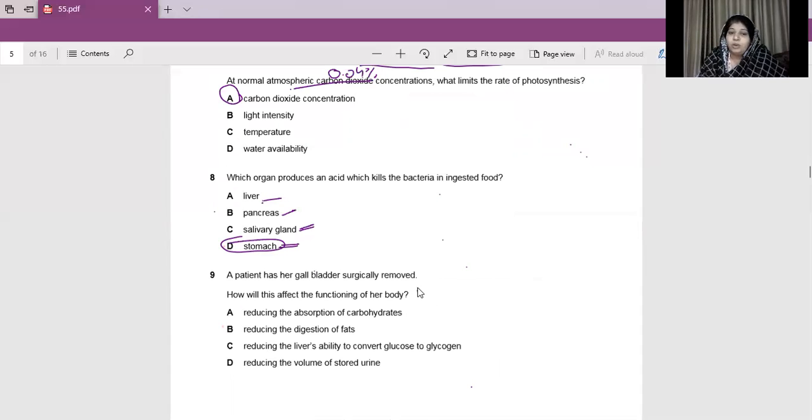A patient has gallbladder surgically removed. How will this affect the function of her body? For this purpose, we have to know the function of a gallbladder. Gallbladder emulsifies fat. It means if someone is without gallbladder, her fat digestion is affected. So reduction of the digestion of fat. It is not related with carbohydrate. It is not related with glucose or urine, impossible.